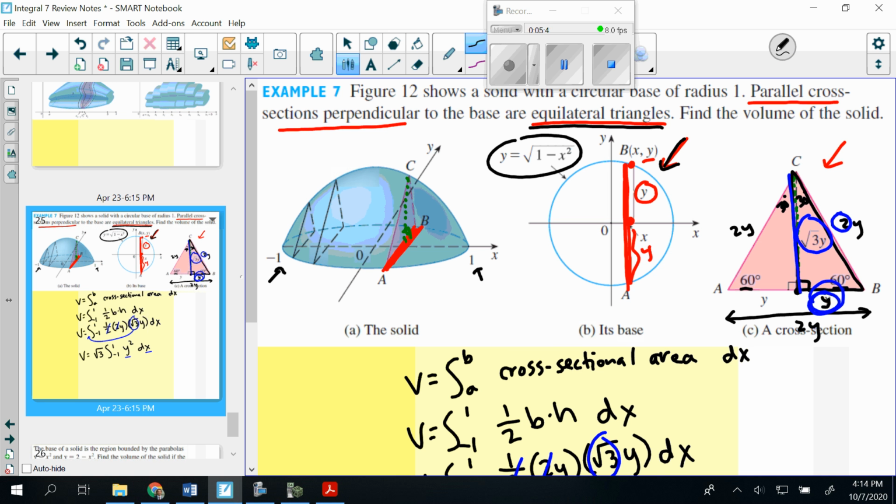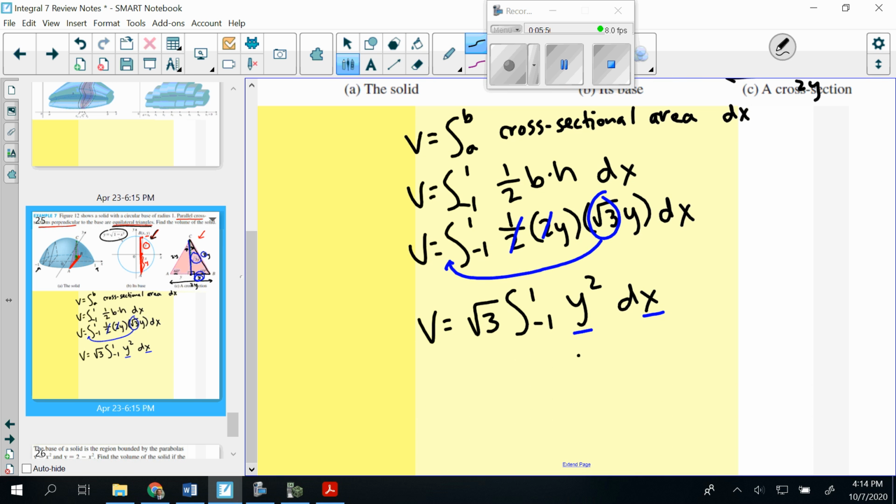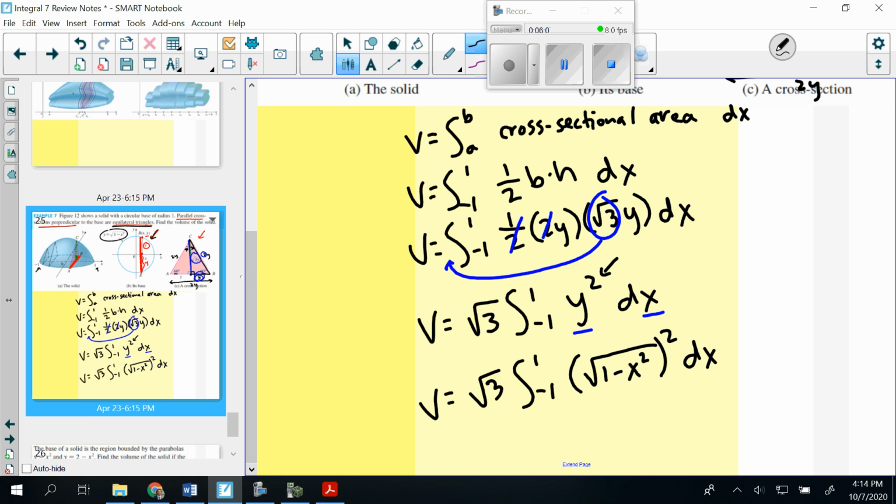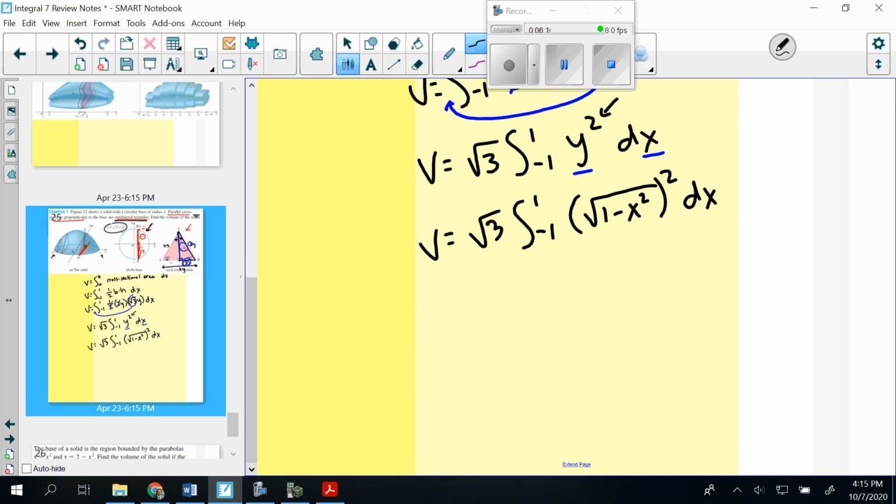So now if we plug what we know y equals in for y there, we get the equation in terms of x. So y is the same as the square root of 1 minus x squared, and it's still squared. Now we've got an integral that we could solve. Simplifying that, the square root of something squared just turns into 1 minus x squared. The square root and the squared would cancel. And so now you've got something we should be able to do.